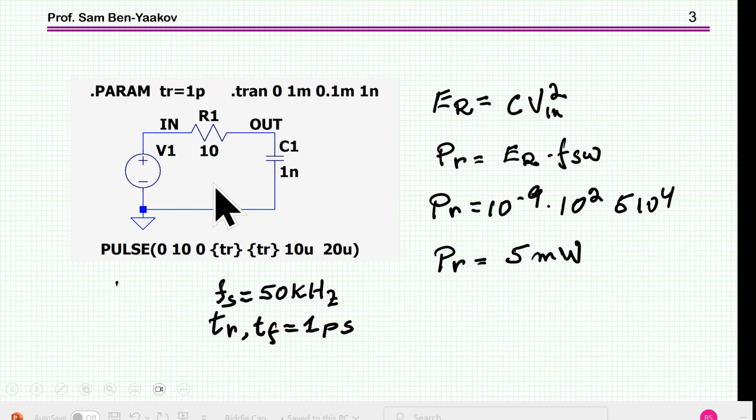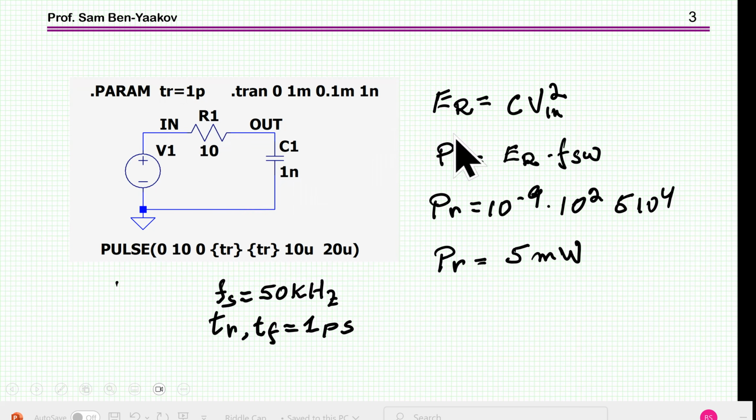So now I'm running a simulation in LTspice. I have here a demo circuit. This is a pulse source, 10 volt pulses, 50 kilohertz. There is a rise and fall time. In this particular case, the first one I'm showing, the rise and fall time is 1 picosecond, very sharp pulses. And we have 10 ohm here and 1 nanofarad, so the time constant is very short.